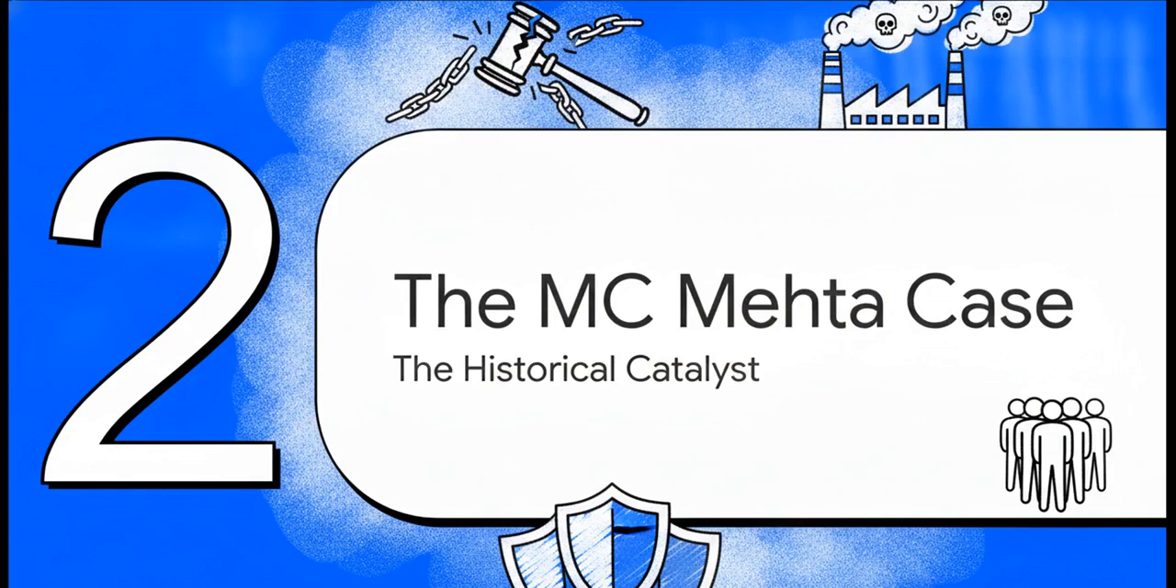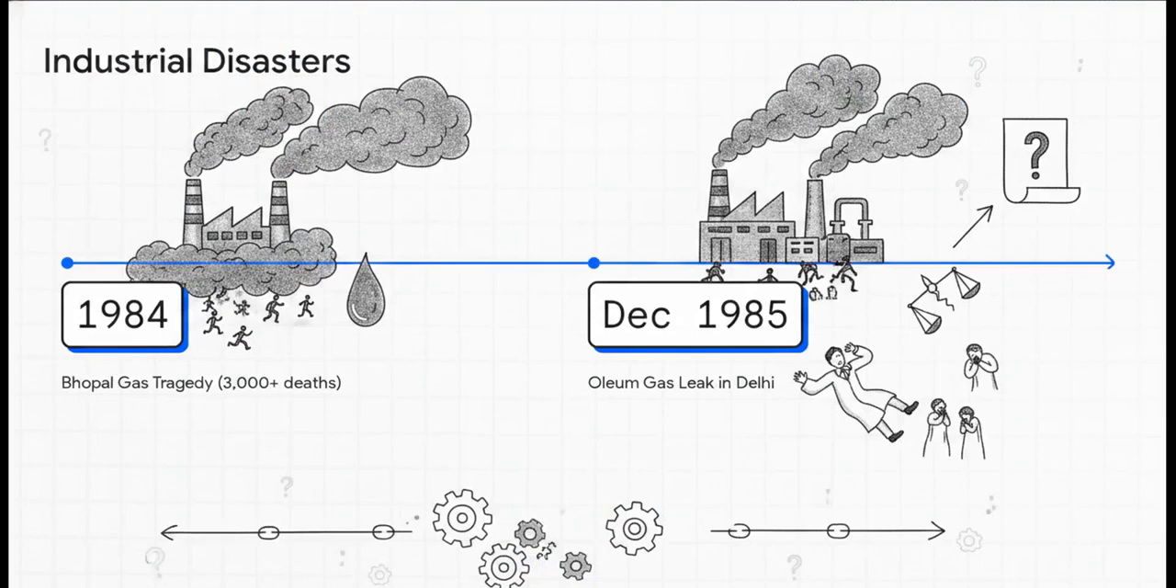That brings us to the historical catalyst. To really understand this, we have to look at the high-stakes reality of India in the mid-80s. You had two back-to-back tragedies. First, the 1984 Union Carbide Bhopal leak, which horrifically killed over 3,000 people. Then, just a year later, in December 1985, oleum gas leaked from Shriram Foods and Fertilizers Industries in Delhi, killing a lawyer and affecting many others.